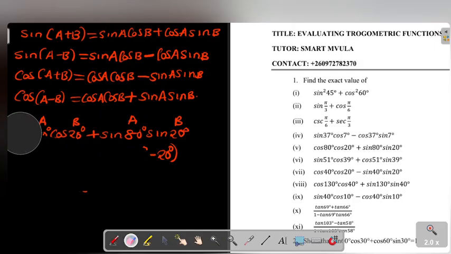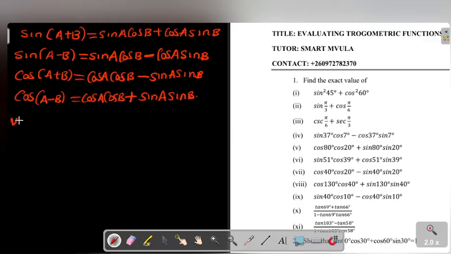So now move to the next question. The next part is part number 6. Part number 6, we have sine 51 degrees cos 39 degrees, plus cos 51 degrees sine 39 degrees. I'm supposed to write this, I had forgotten a sign here. So this is A, this is B.